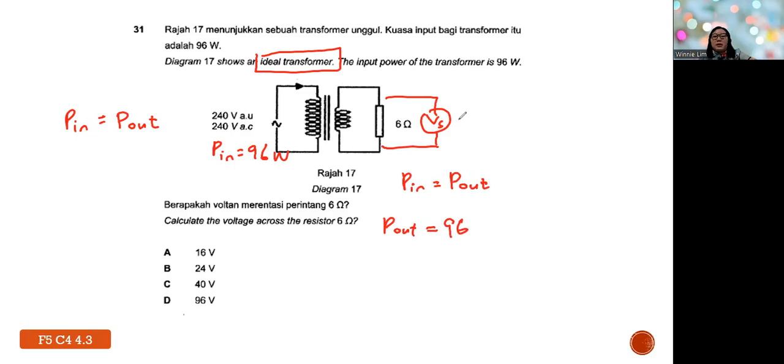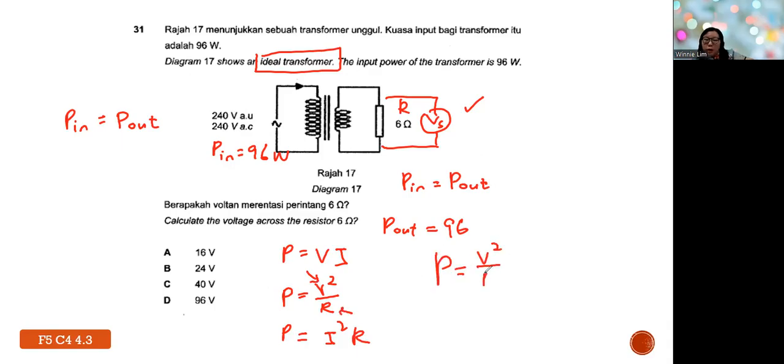Next, since they want you to find voltage and they give you the resistance of this resistor, you need to know the formula that links resistance and voltage with power. Basically you have three formulas for power in general. You have P equals VI, the very common one. You also have P equals V squared over R, and P equals I squared R. Because we want the one that has voltage and resistance, we will use P equals V squared over R. Then only I can find the V.